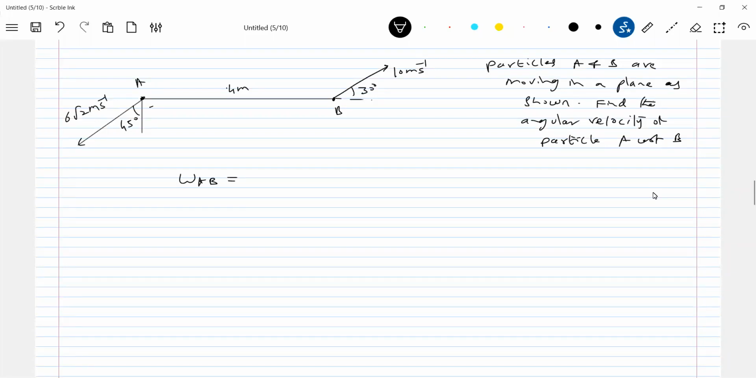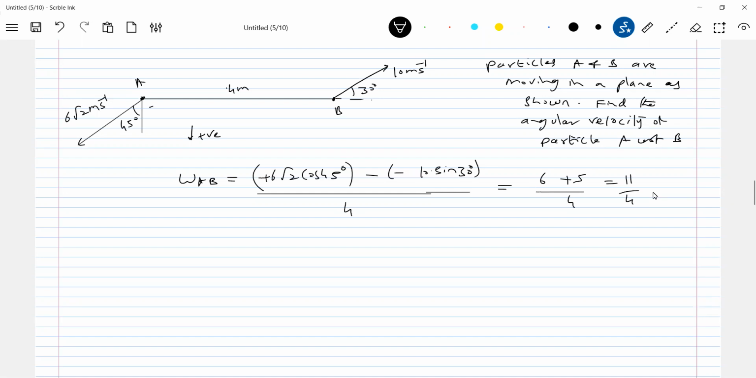So it should be equal to VA minus VB. So 6 root 2 cos 45, I'll take it positive, minus of minus 10 sin 30. Now why the negative sign? 10 sin 30 will be in that direction, divided by the perpendicular distance between them. So which components should you take? Those components which are directed perpendicular to the line joining the particles will determine the angular velocity. So 6 root 2 cos 45 is 6, minus of minus is plus 5, divided by 4. So 11 by 4 radians per second.